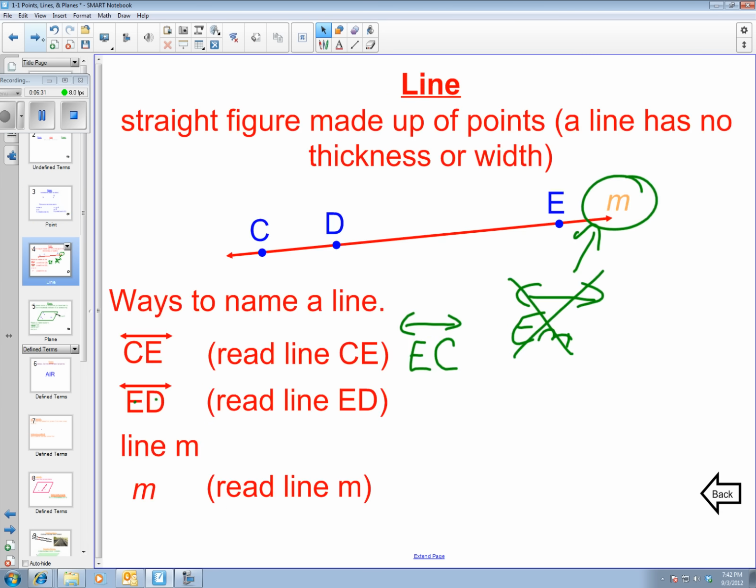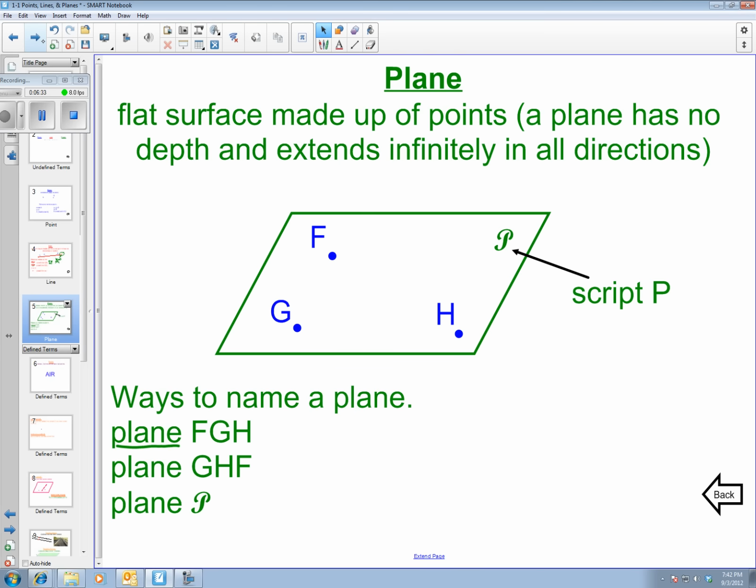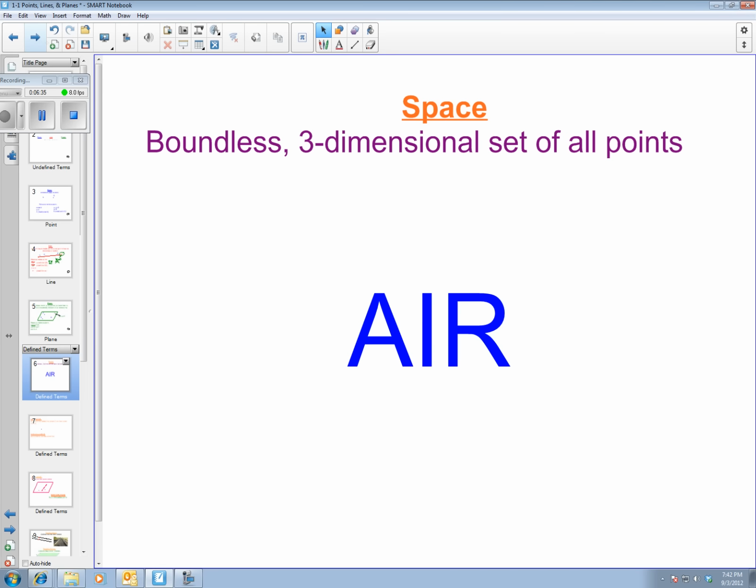Point, line, and plane. Our next term is space. Space is exactly what you think of. It is a boundless, three-dimensional set of all points. Think of outer space with all the stars. Those stars are not connected. They're a bit randomly spread out amongst the galaxy. Space is often described as being air.